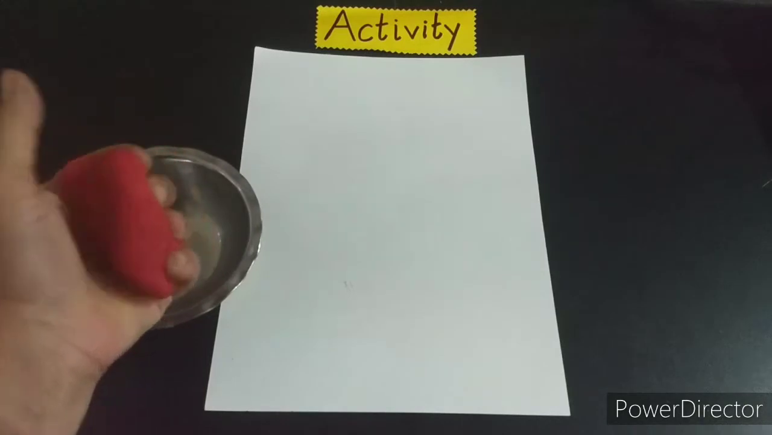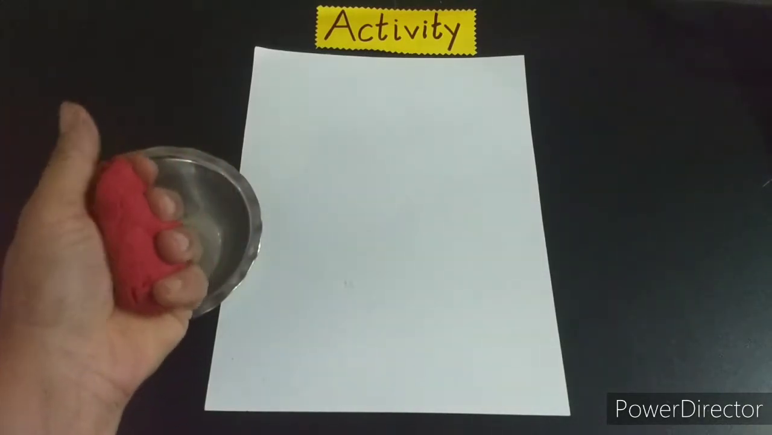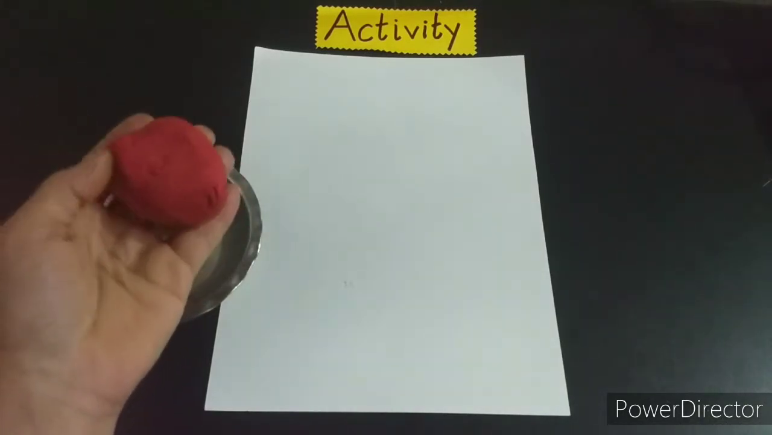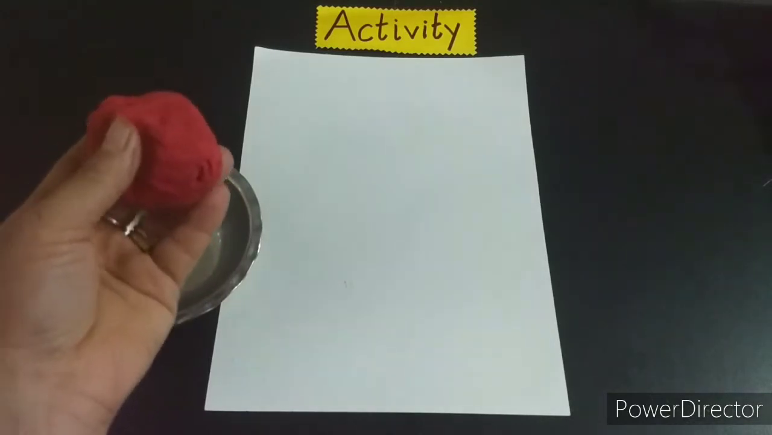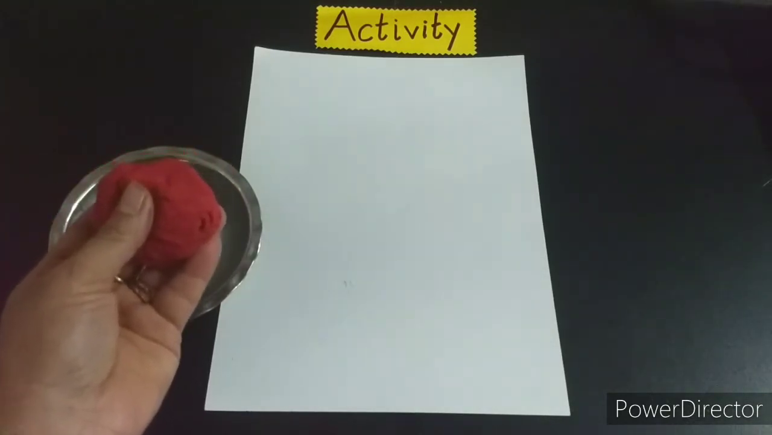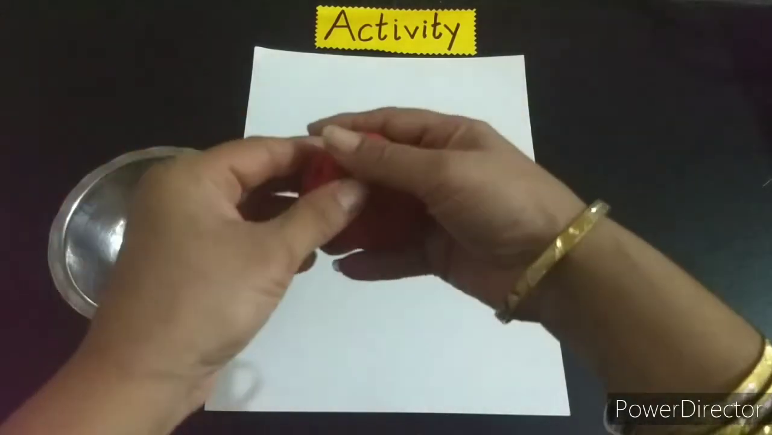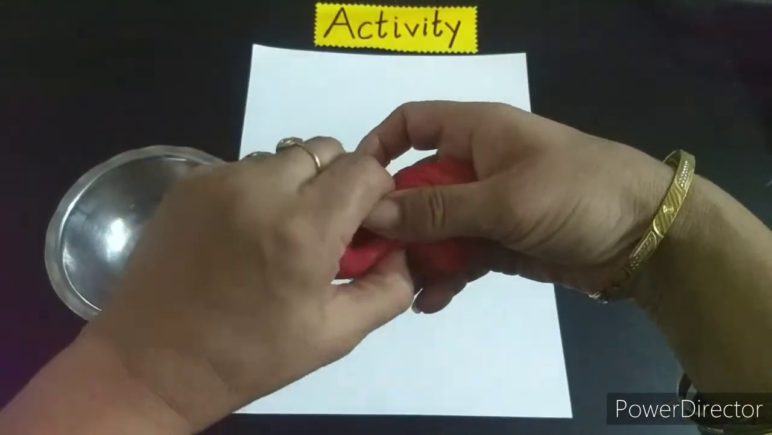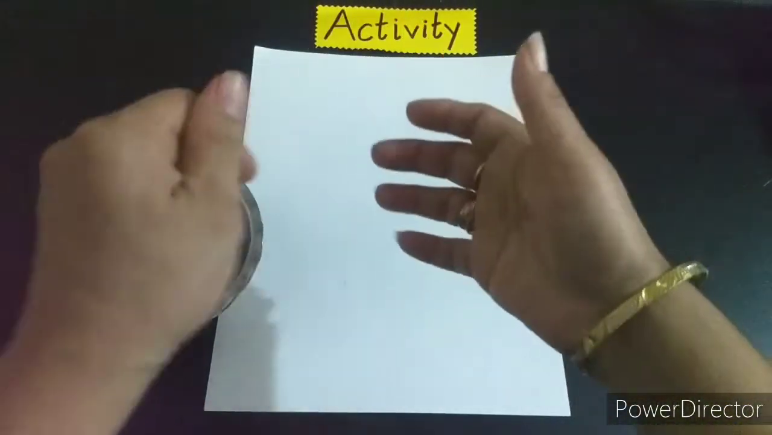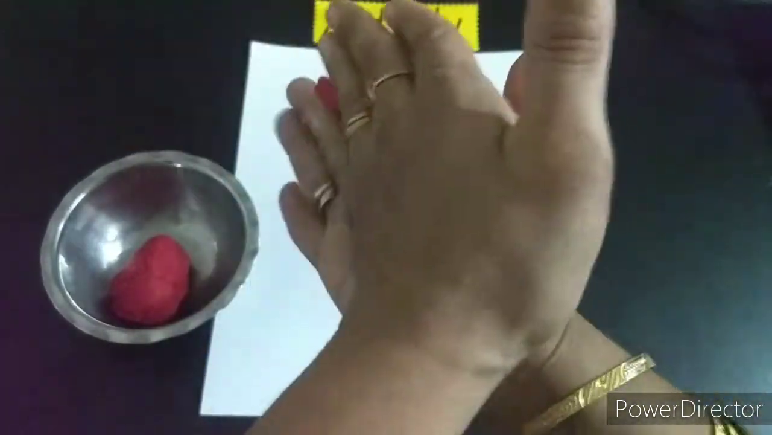Look children, what is this? Clay. And which color? Red color. Now with this clay we are going to make alphabet E. So let's begin. What we will do, we'll take some small proportion of it and we will roll it like this. See children. Can you see? Ma'am is rolling it.